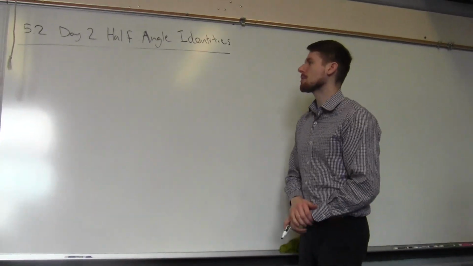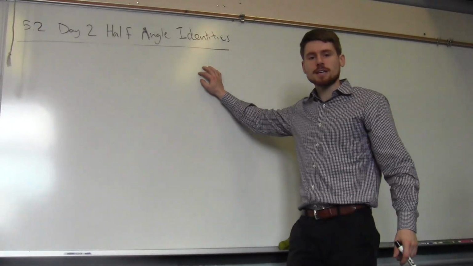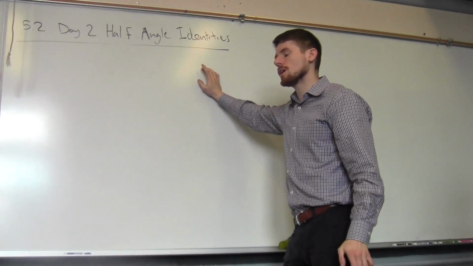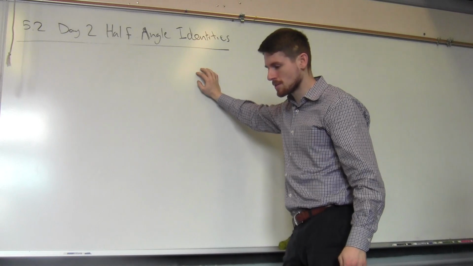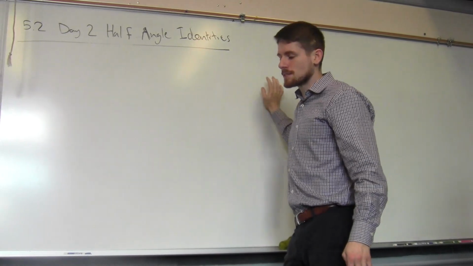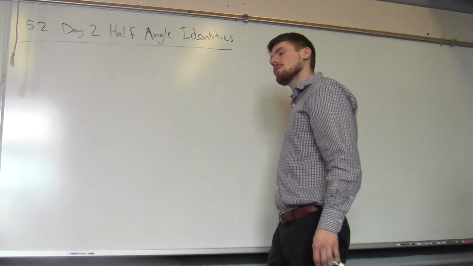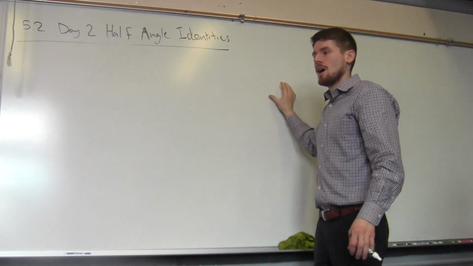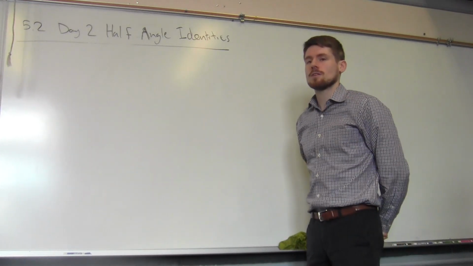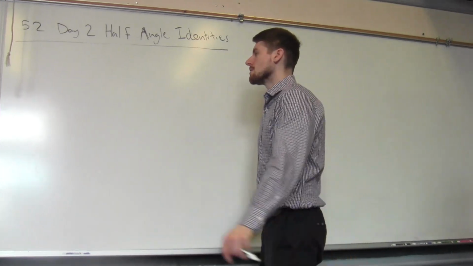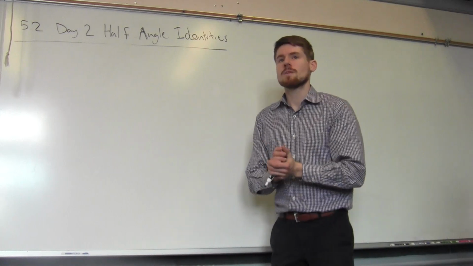Okay, today we're going to derive the half-angle identities for sine, cosine, and tangent. I'll do cosine first, and then I'll leave sine and just write it down, and then I'll show the tangent one. The tangent one's a little bit tricky to figure out because it's going to involve dividing sine by cosine, but you'll see.